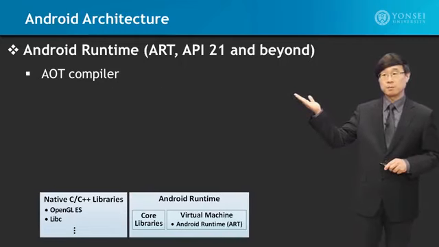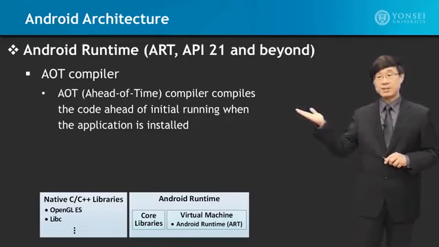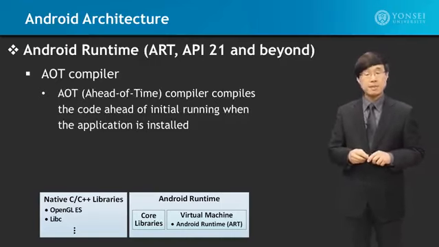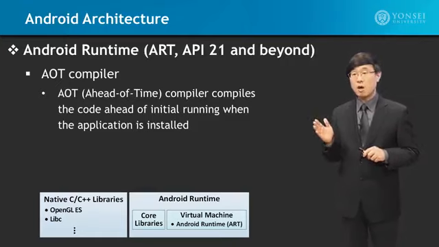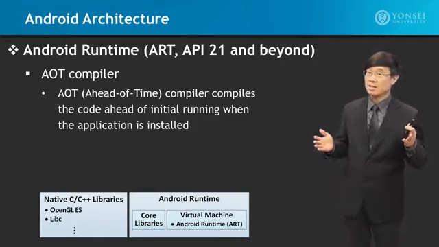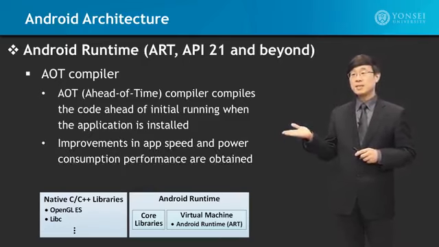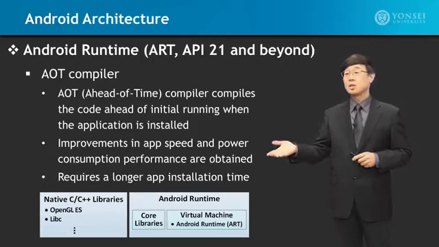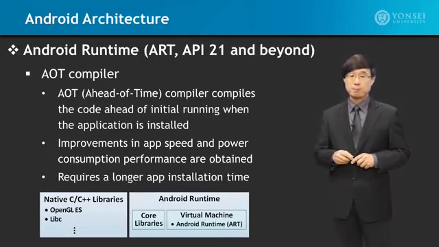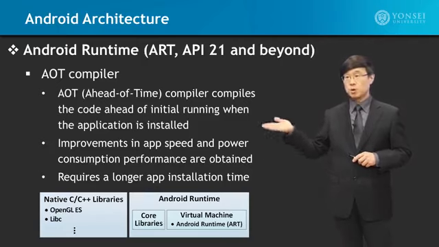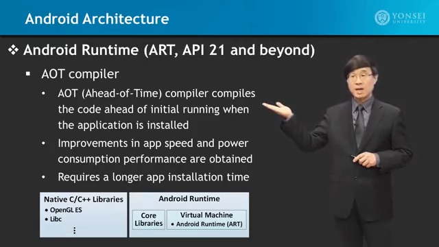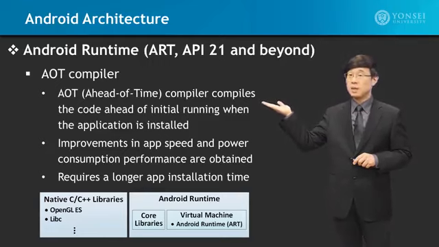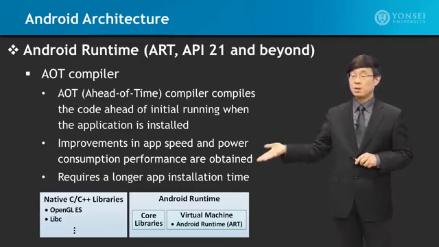The AOT compiler. This is the ahead-of-time compiler. This compiles the code ahead of initial running when the application is installed. This is almost opposite to the just-in-time, JIT. Improvements in app speed and power consumption performance are obtained. But you may require a longer app installation time because when you install this, you're going to have the compiler compile the code ahead before you actually run it. And that is where you get the gain in speed and power consumption, but then again, it will take more time.